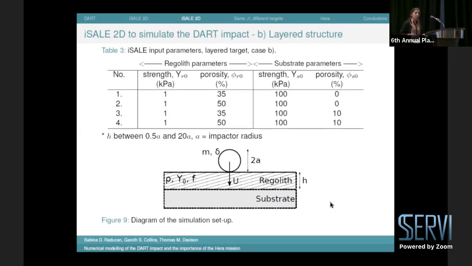But the target might not be homogeneous, so we also considered a target that has a layered structure. This is very similar to what we see on the Moon: a weak porous layer overlying a less porous, stronger substrate. We considered 4 combinations of porosities for the upper layer and for the substrate. Then for each porosity combination, we varied the thickness of the upper layer, which we will call the regolith.